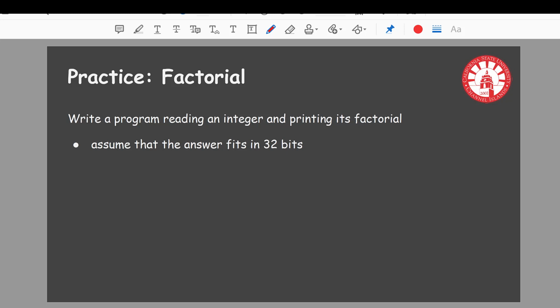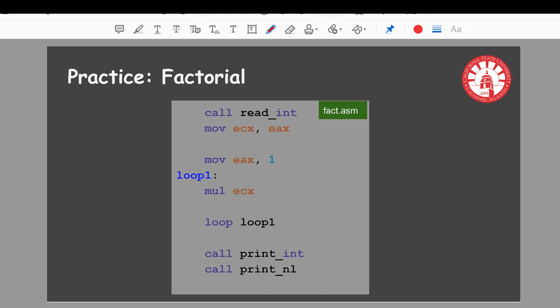All right, so we have a practice example in here, which is the factorial. We want to see how we can use the multiplication operation to compute the factorial of a number. So in this program, we want to read an integer and print its factorial to the output. We assume that the result is not going to be greater than 32 bits.